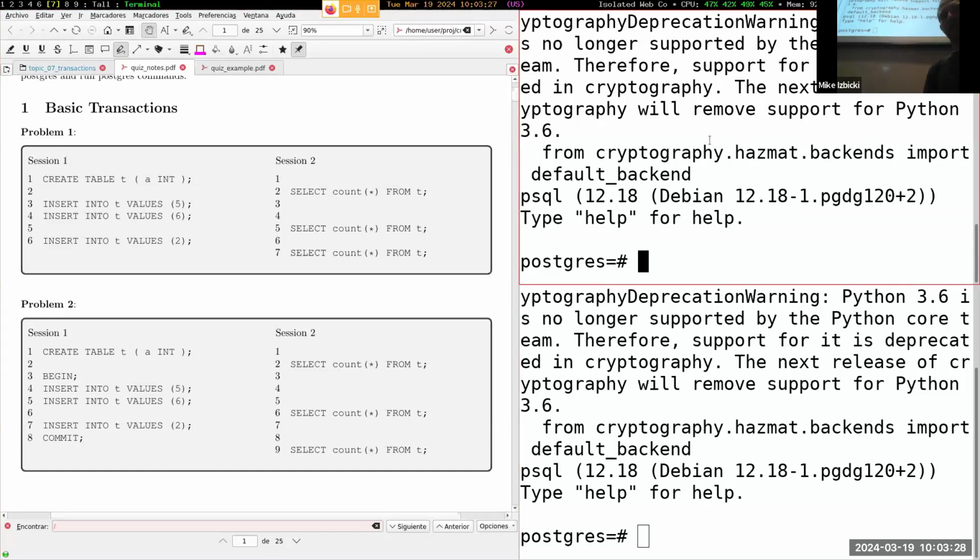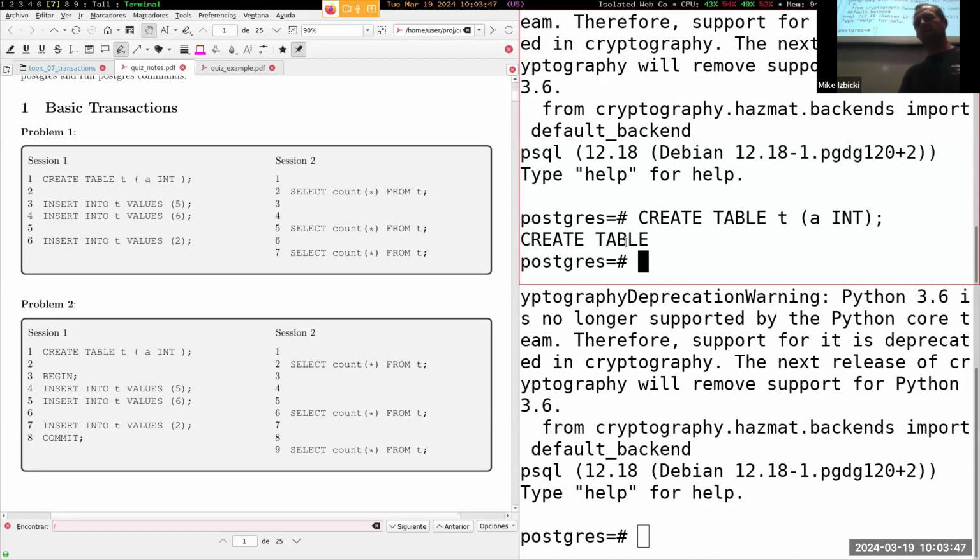I'll make this top right terminal my session 1, and so I'll type in create table T, a int like this. Again, it's case insensitive, white space insensitive, so it doesn't matter exactly how you type it in. I just have to create this table named T with a column A right here and hit enter. And we do that. And then on session 2 over here, we can see there was no command at timestamp 1, but there is a command at timestamp 2 on line 2 right here, the select count star from T.